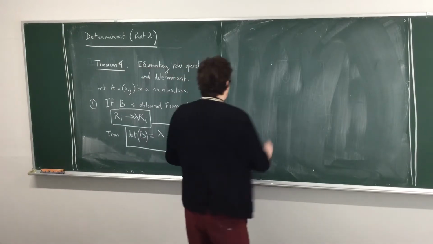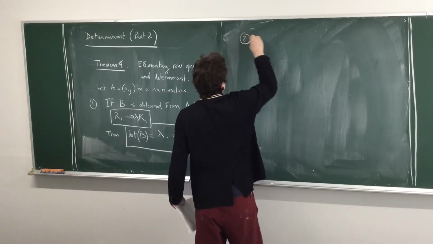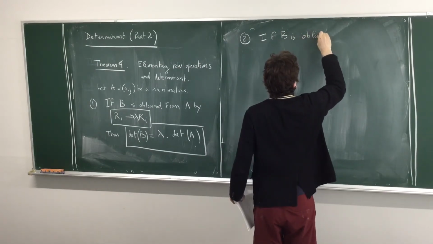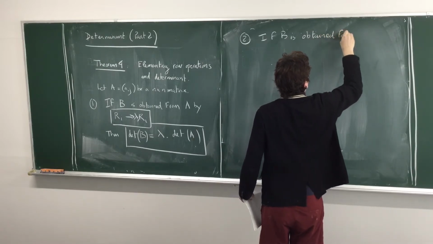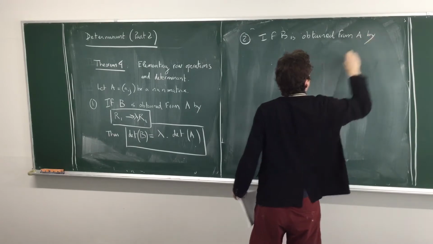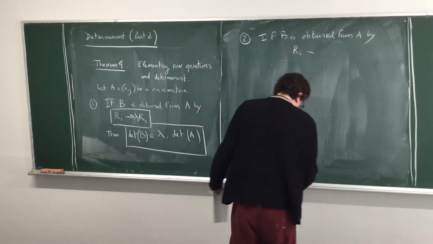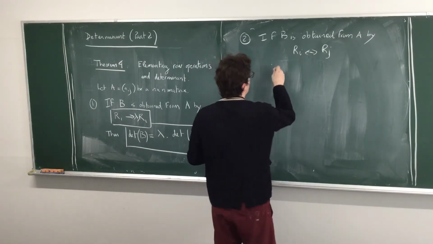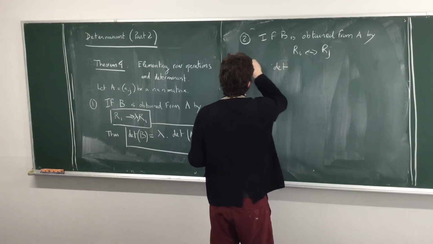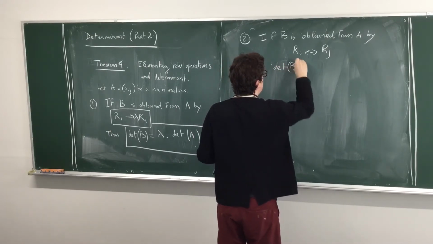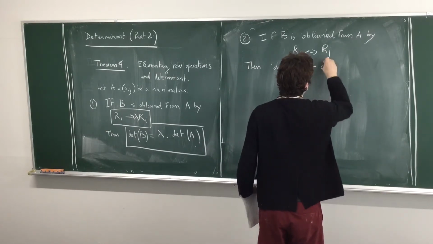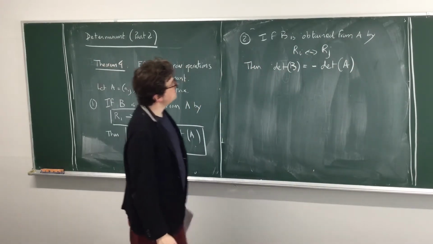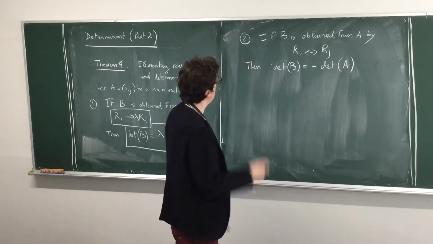Now let's study what happens if we swap the rows. If B is obtained from A by a swapping of the rows, so row I, row J, let's say, then the determinant of B will be minus the determinant of A. So, as you can see, swapping two rows will introduce a -1.